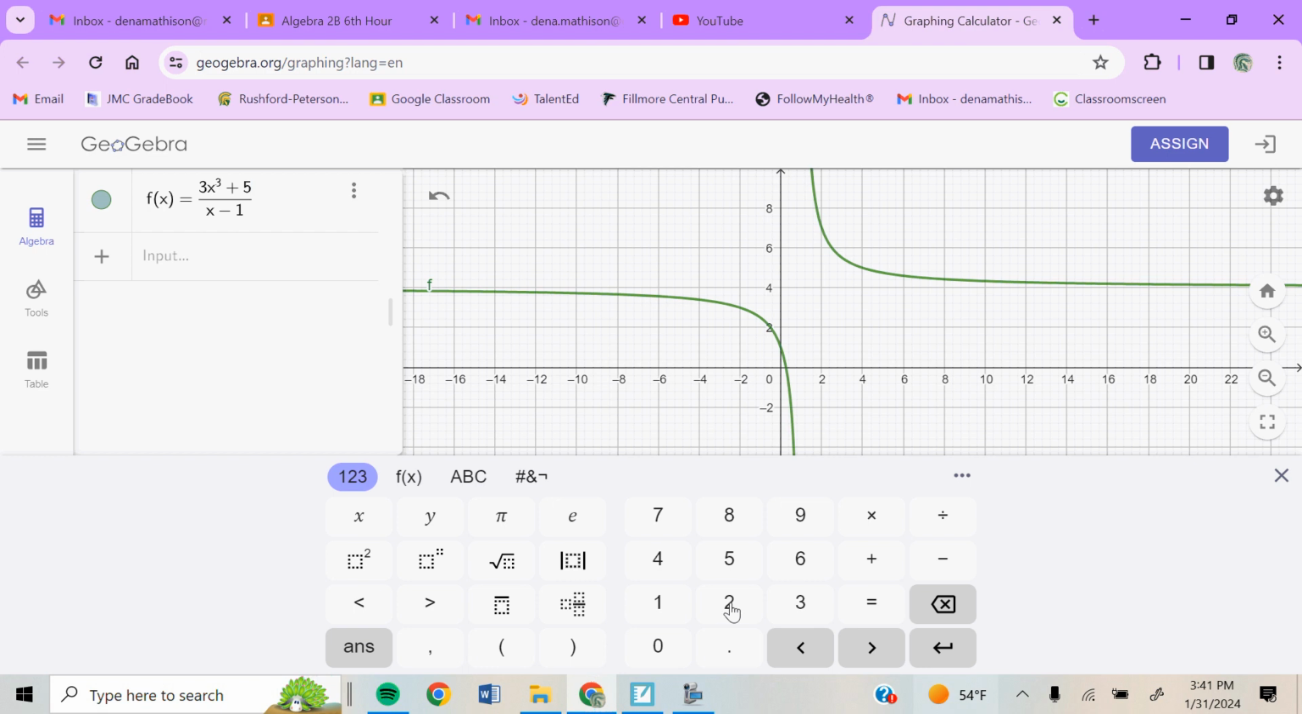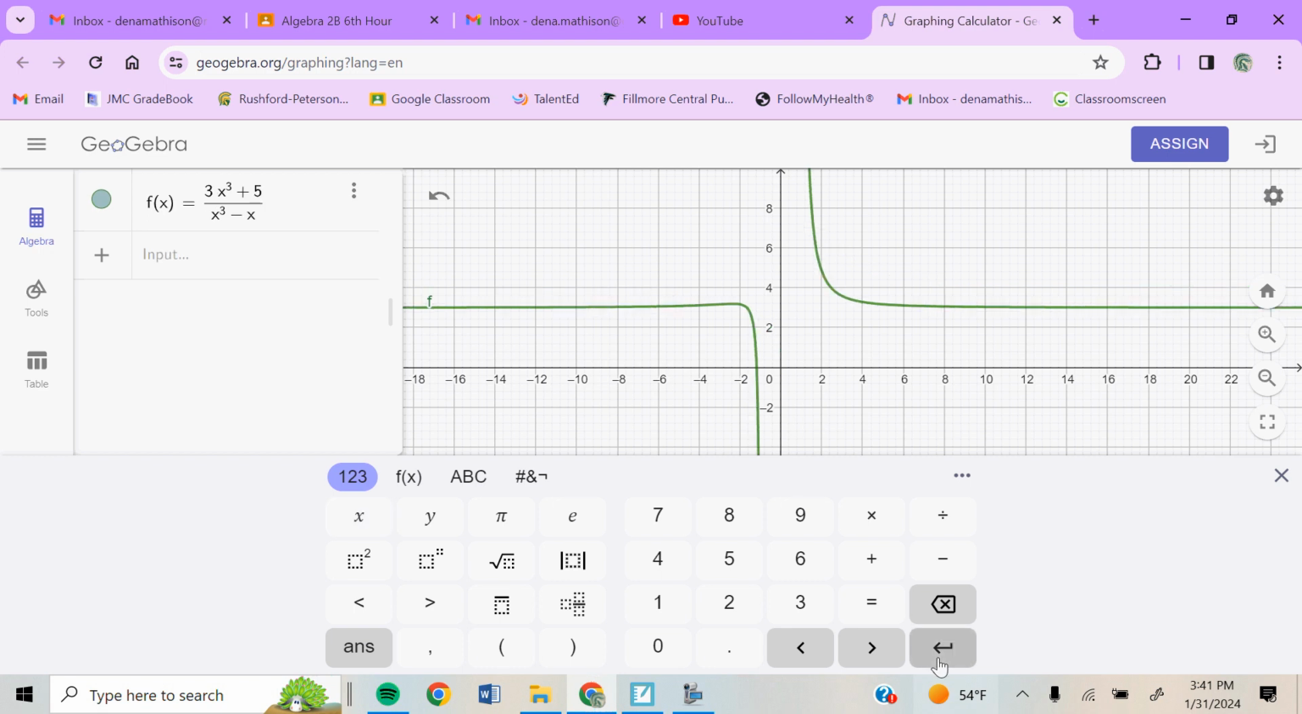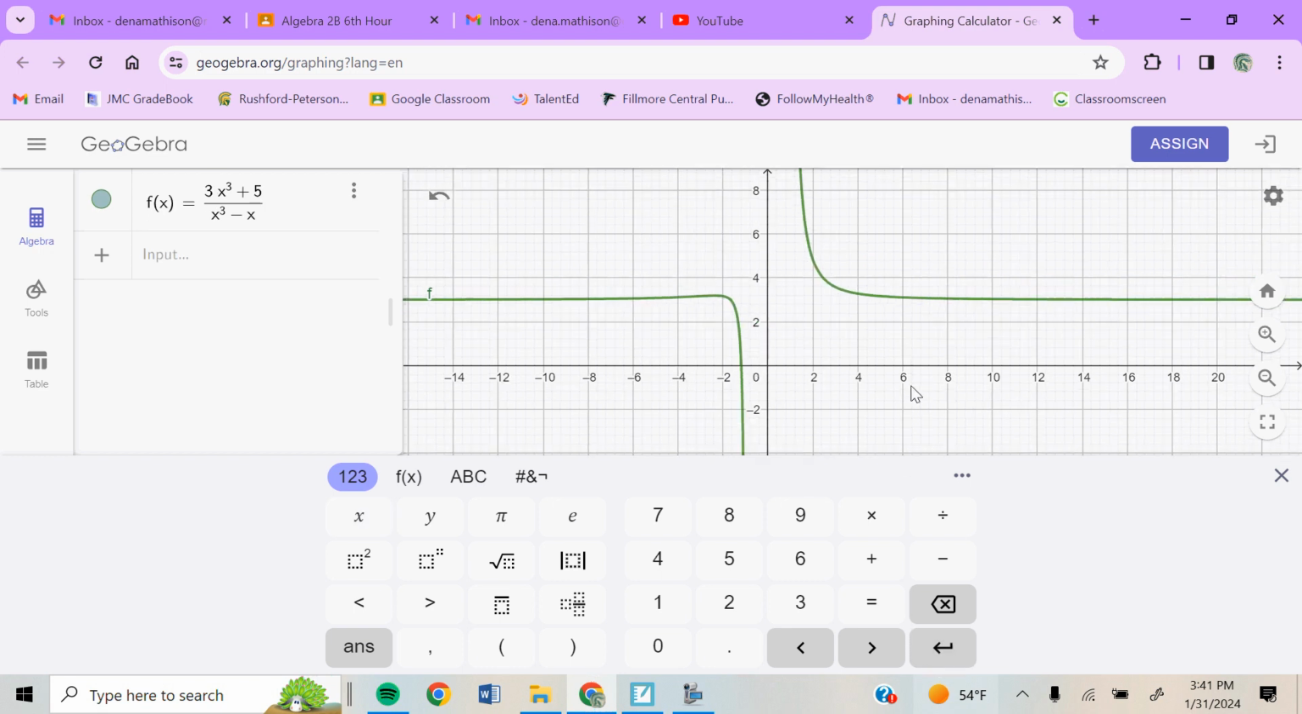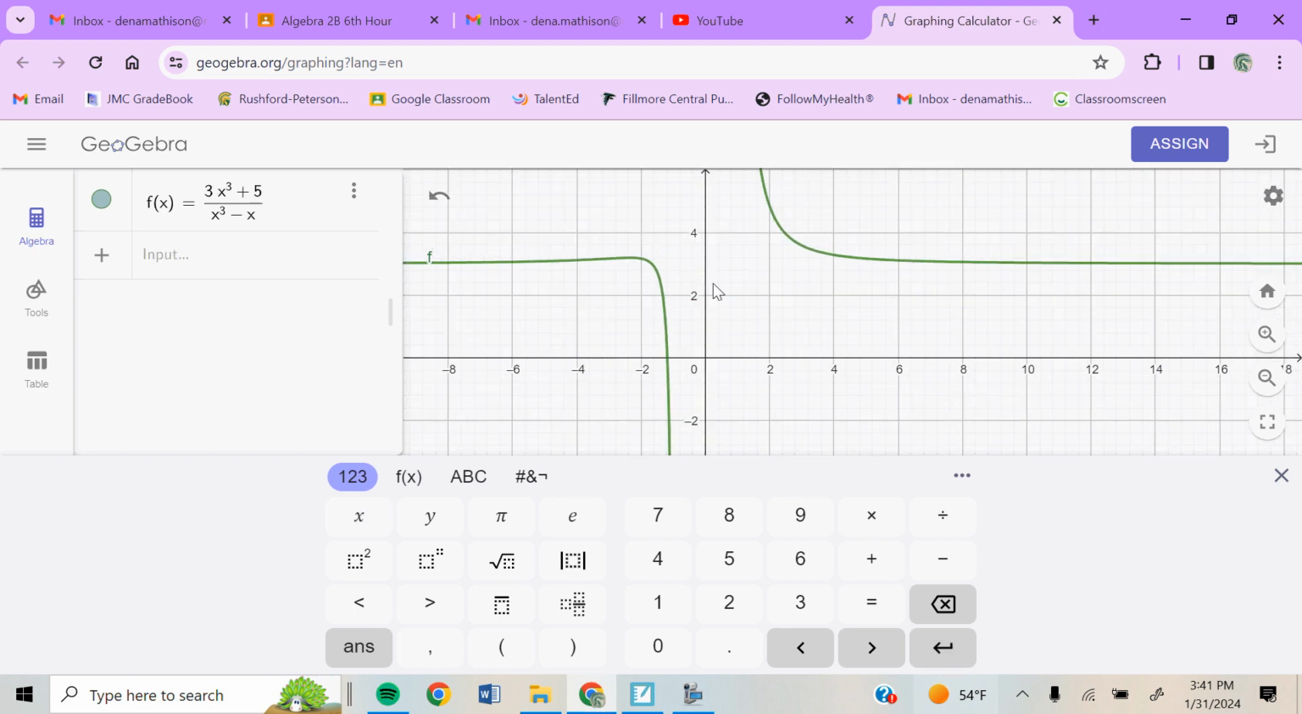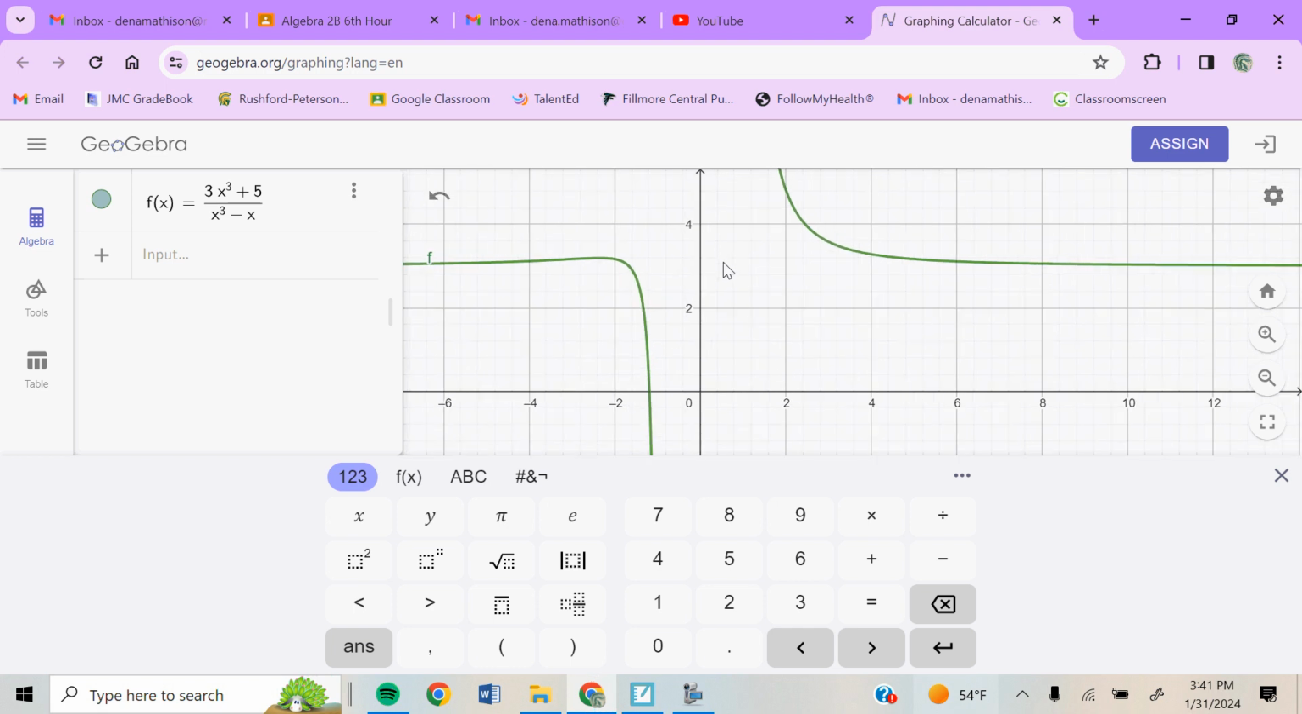And then my denominator, I want to change to x cubed. So I'm going to go down and use that fancy button again. And then I'm going to arrow over and change that to minus x, and hit enter. So my graph changes. And if I zoom in, now I'm going to see here my graph is going to give me a 3.